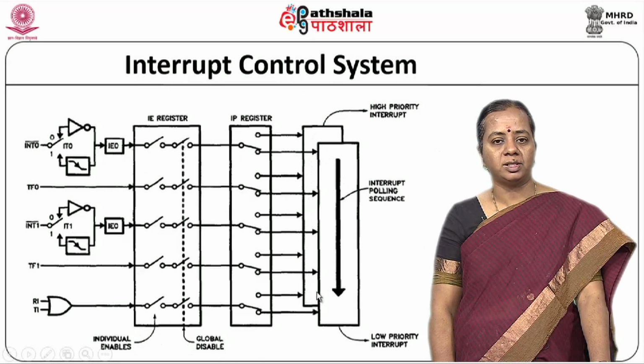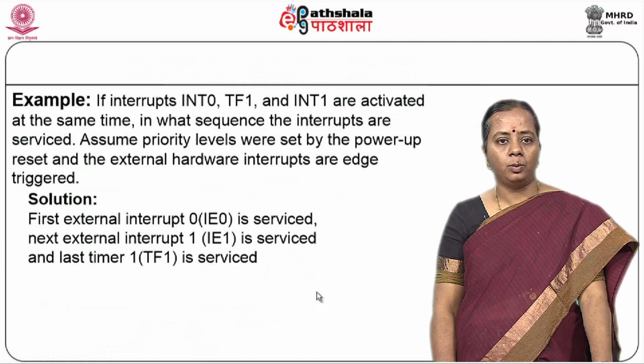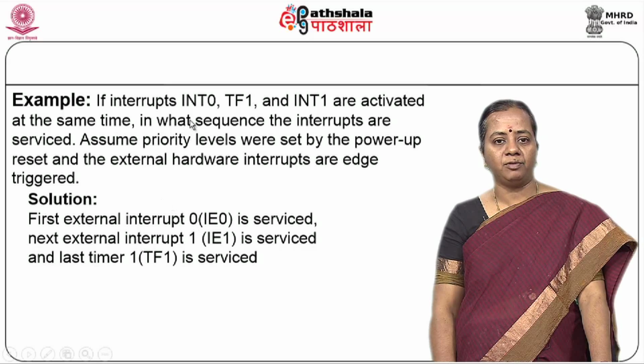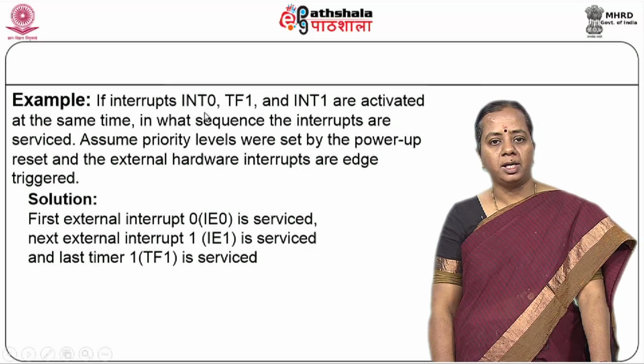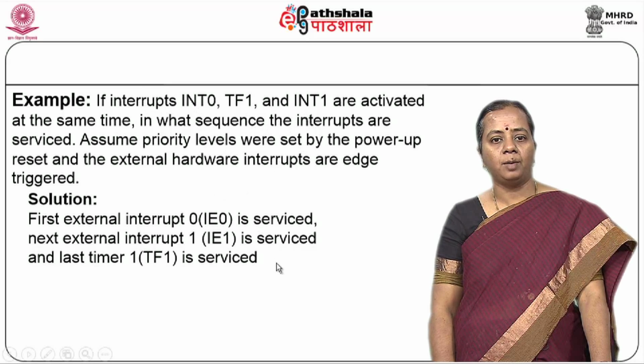So this is a hardware setup which shows what we have covered in the previous slides. Here is an example: if INT0, TF0, TF1 and INT1 are all activated at the same time, in what way can priority be given? As we know, the table says that INT0 is given the first priority, TF0 the second priority, and TF1 the next priority. That is the way it will go.